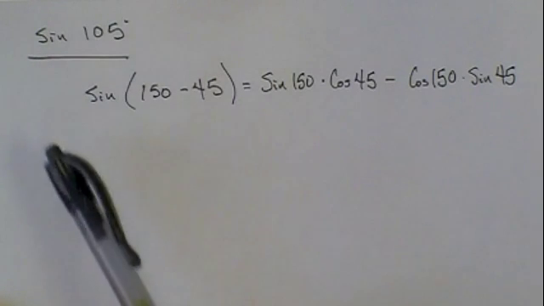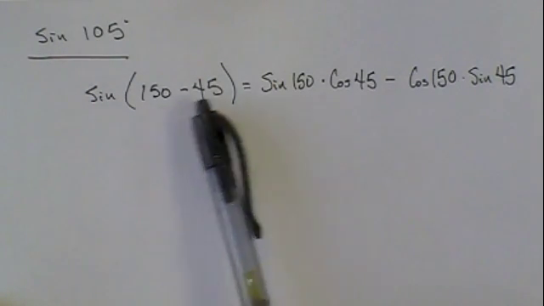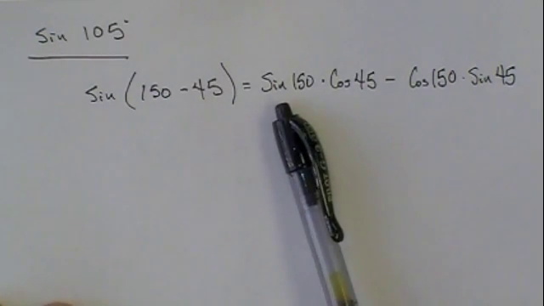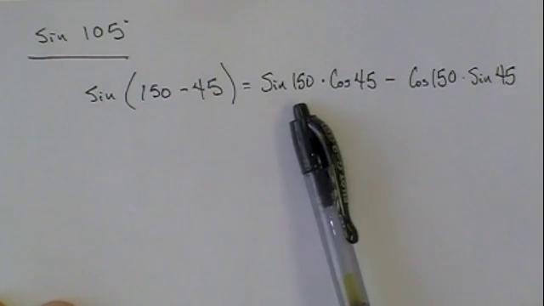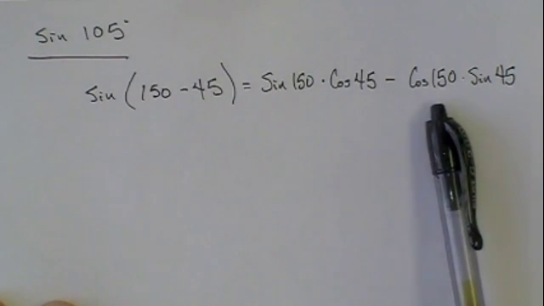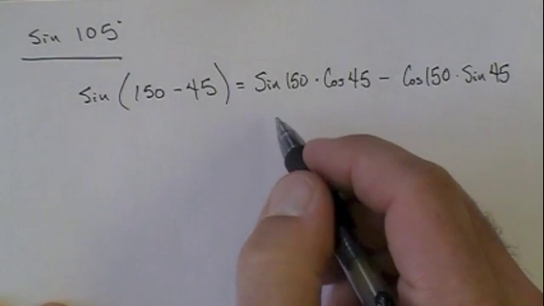Now here we're taking the sine of 105, so we're going to take the sine of 150 minus 45. Both of those values again are on our unit circle. So for our difference of two angles formula for sine, we take the sine of 150 times the cosine of 45 minus the cosine of 150 times the sine of 45. Again, we want to find these values on the unit circle.